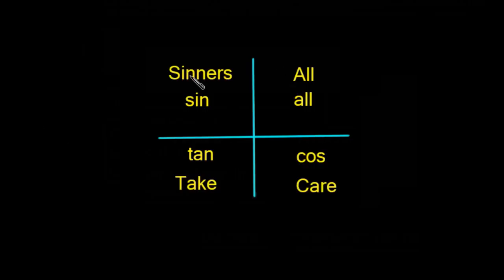So here's a little mnemonic I use to remember this. We have all of them positive in the first quadrant, the sine's positive in the second quadrant, the tan's positive in the third quadrant, and the cosine's positive in the fourth quadrant. So I remember that as all sinners take care: S for sin, T for tan, and C for cos. All sinners take care.